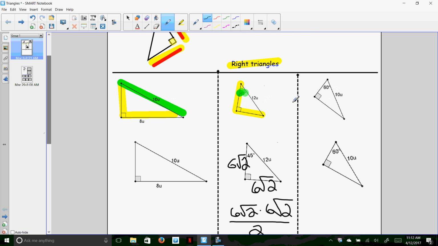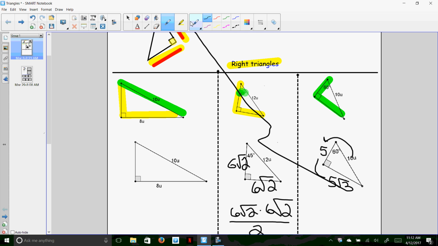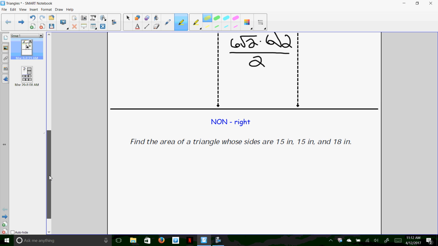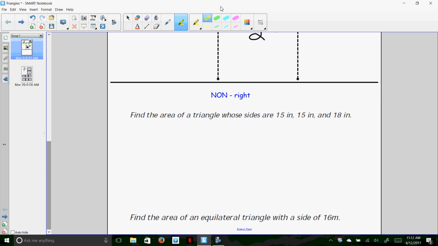All right, on here we have a 30, 60, 90. We'll have to use that hypotenuse. So if we go to the little leg, it's half. Then we go to the big leg, it's 5 radical 3. And once again, our base and height is little leg and big leg. All right, so how do we find the area if it's a non-right?